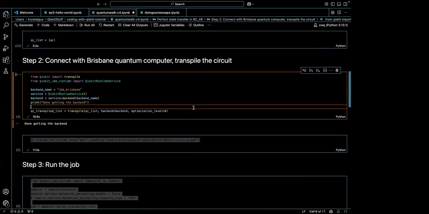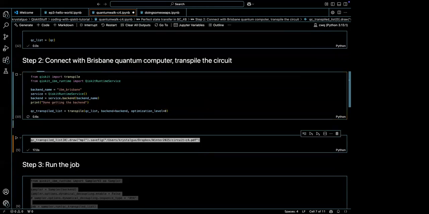Then the next thing to do is to connect with this Brisbane quantum computer and transpile the circuit. It will take my circuit and output some other quantum circuit, which can be run on its hardware. Transpile is like compile, but it's not compiling it, it's transpiling it. It has native gates that it can do. You should be allowed to put a swap gate on some qubits, but swap is not one of the native gates, so it has to convert whatever you wrote into stuff that actually exists.